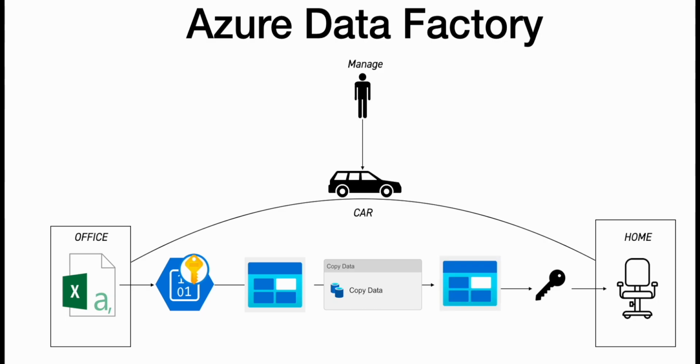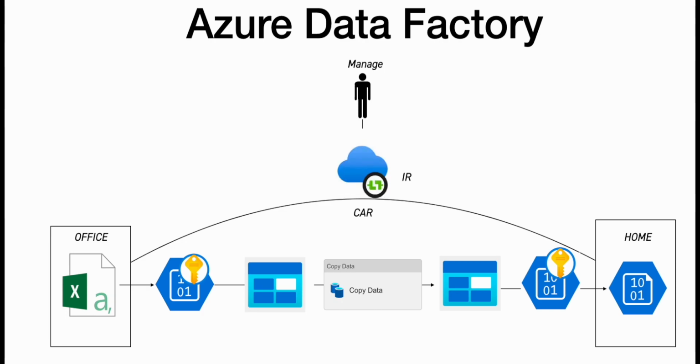And then again, when you're pushing the data into the target location, you have a dataset which defines how the data should look. And then you also have a linked service which defines the address of where the data has to be placed. And then finally your data is at your home. To achieve this, you're obviously using your car, but when it comes to Data Factory, you have an integration runtime, which is taking care of all the computing part of this whole process. And at the end, you're the person who's managing this. So that's exactly where Data Factory comes into place.